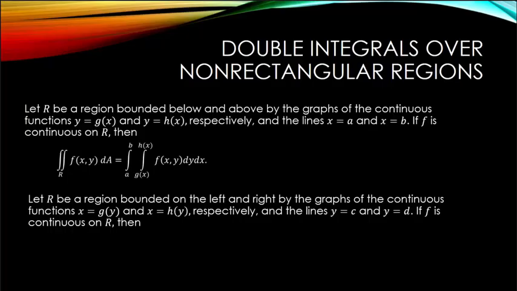If my R is a region bounded on the left and right by the graphs of continuous functions x is equal to g of y and x is equal to h of y respectively, and the lines y is equal to c and y is equal to d, if f is continuous on my region R, then the double integral over the region R of f of x y dA is given by the integral from c to d of the integral from g of y to h of y of f of x y dx dy. Notice that in this case, my inner integral is with respect to dx, and those limits of integration are the function values g of y to h of y.